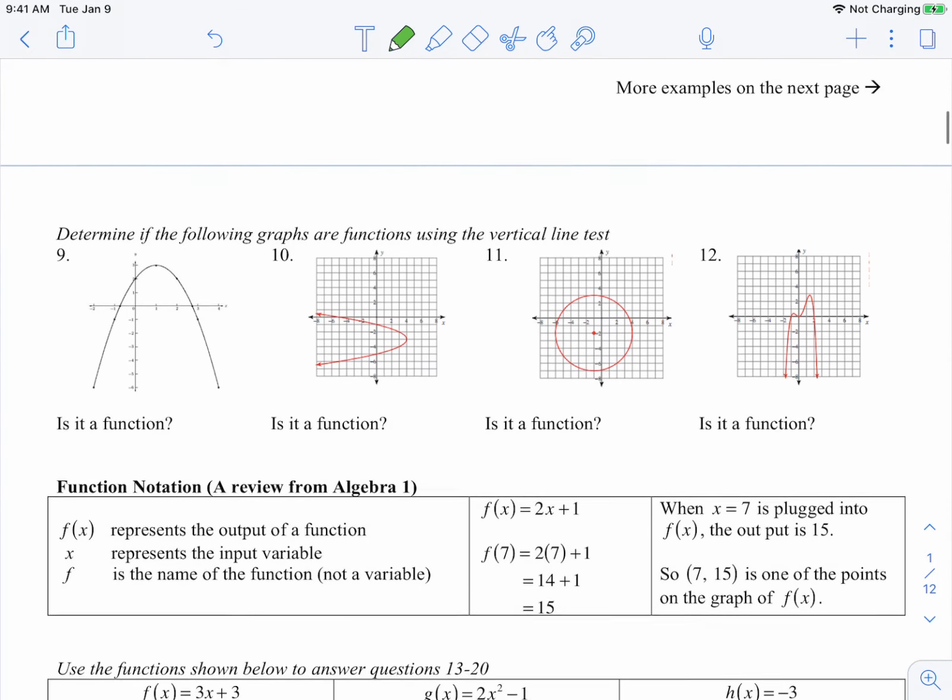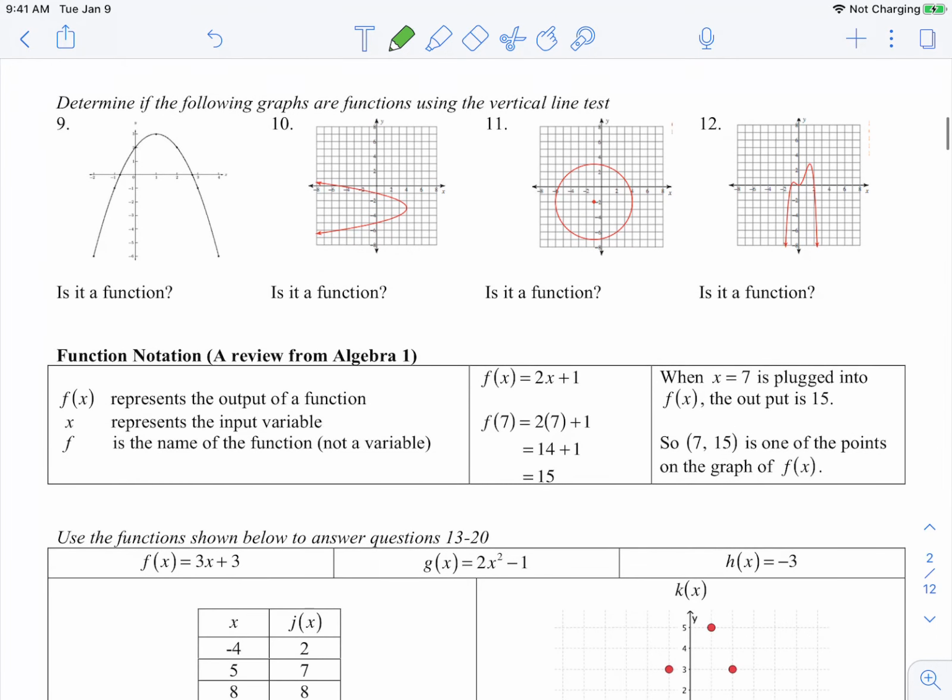All right, so now we have to determine if the following graphs are functions using the vertical line test. So number 9, in this case, no matter where we draw a vertical line on this parabola, we can see it is only going to touch once. So this one, yes, is a function.